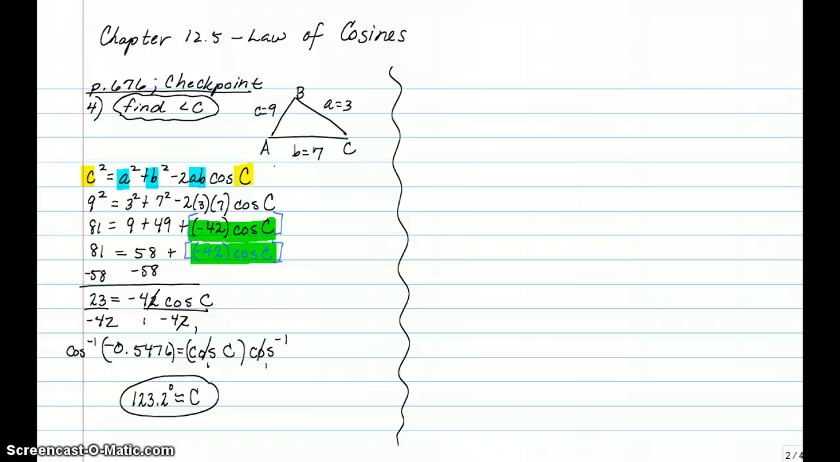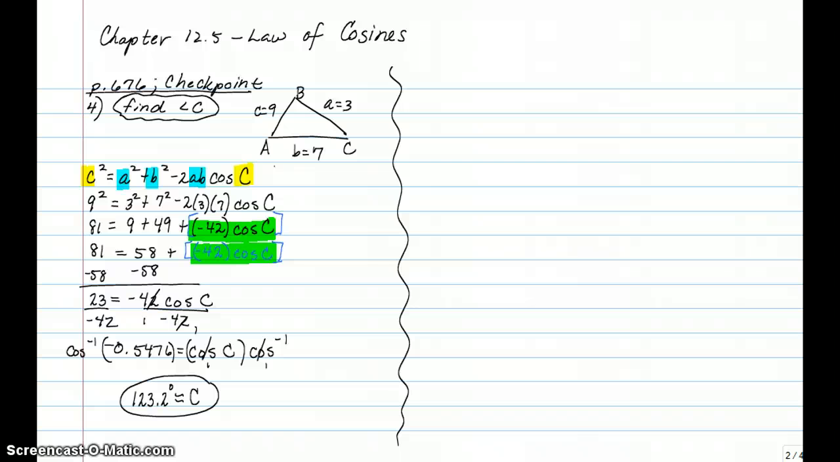Again, no calculators needed at this point, so I'm going to encourage you to use your brain. The calculator up on the top of your shoulders. So 9 squared is 81. 3 squared is 9. 7 squared is 49. 2 times 3 times 7 is 42. I'm going to change subtraction to addition using the additive inverse, so plus a negative 42 cosine C.